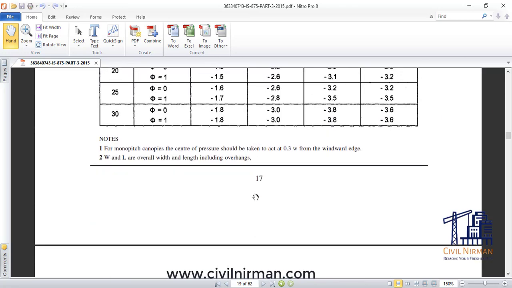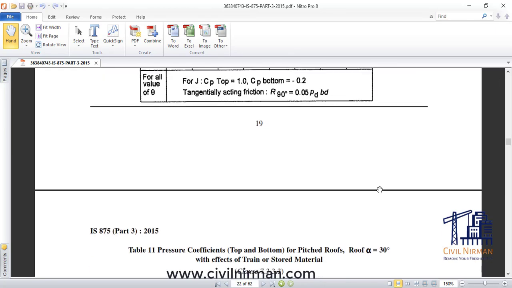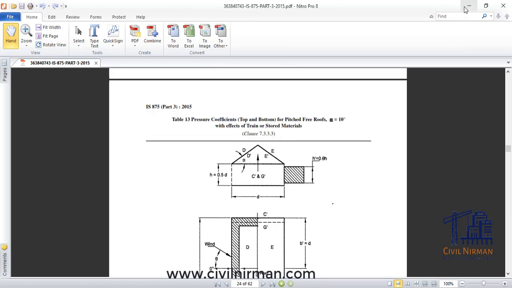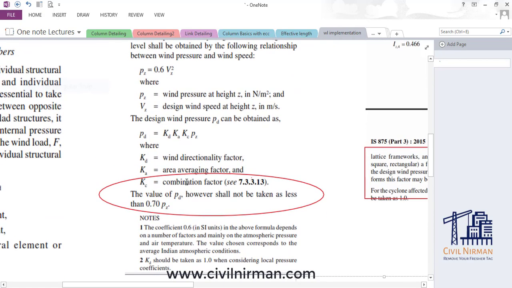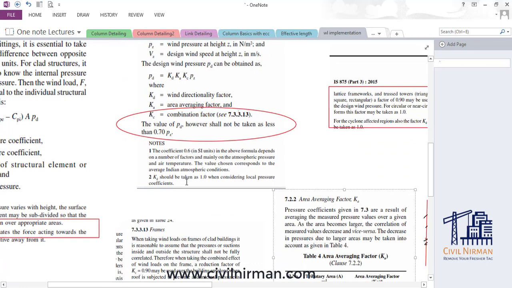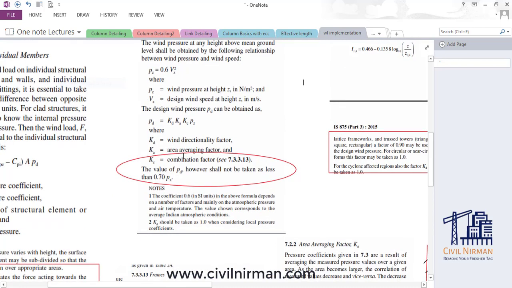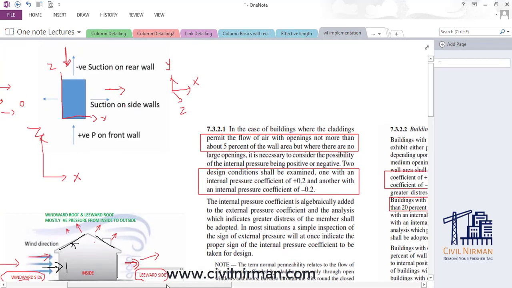There is no further clarification for the KC value in the code. It is just a reduction factor. So we need to incorporate that particular value, that is the KC value, as 0.9. So we have gone through the KD part, Ka part, KC, and then we have PZ. Now again PZ is 0.6 VZ square. And VZ will be what? VZ will be in terms of your K1, K2, K3.